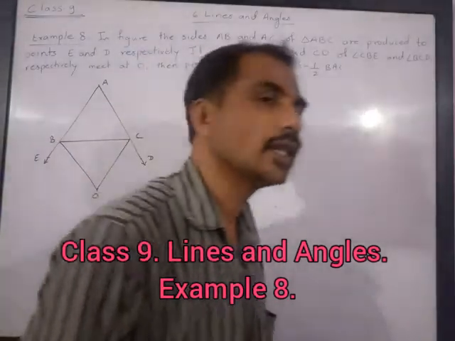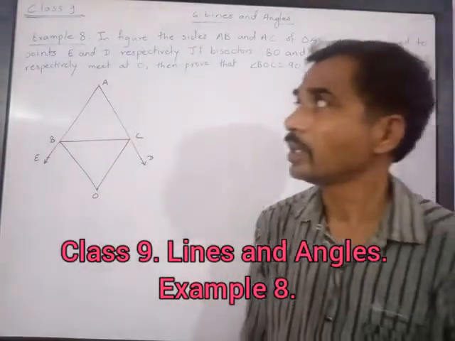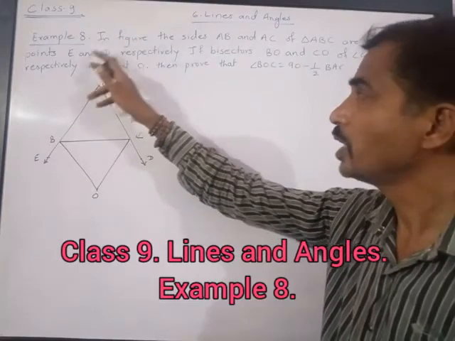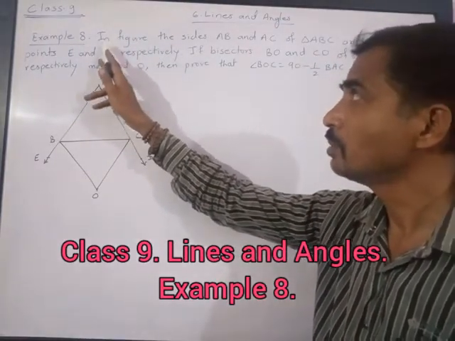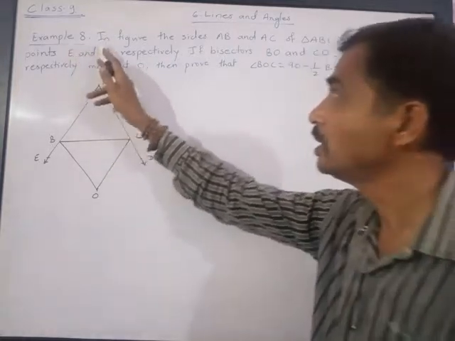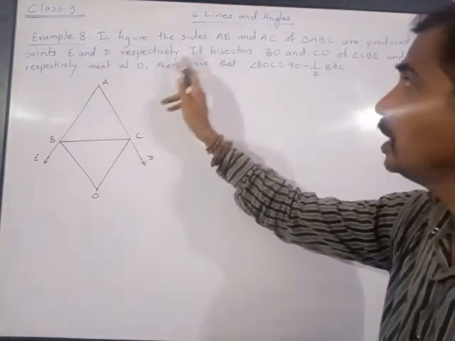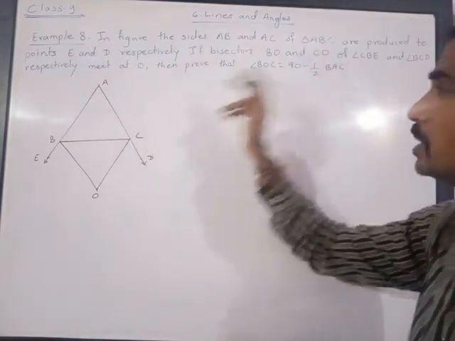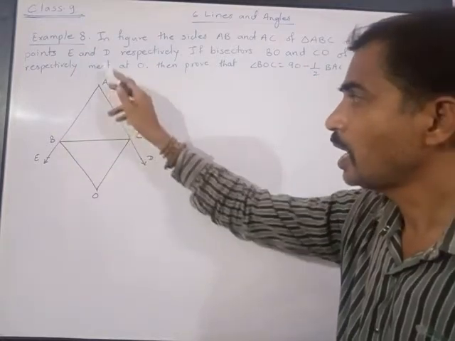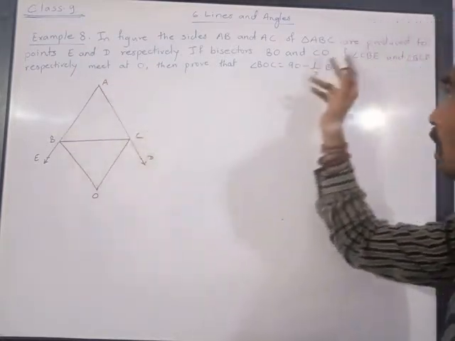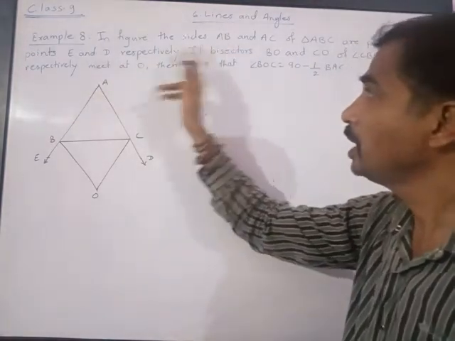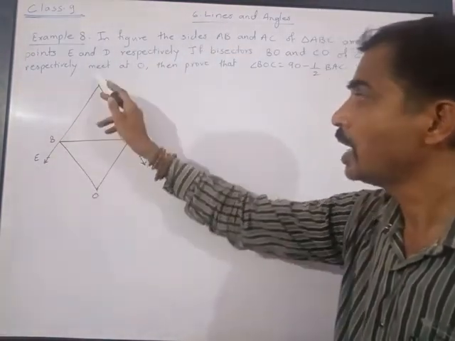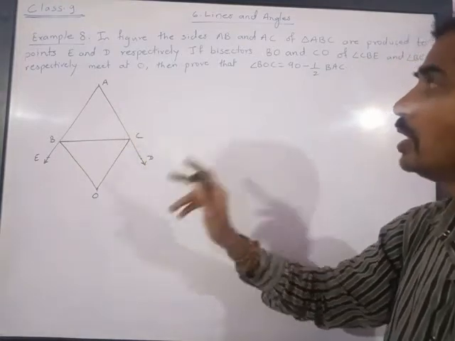Dear friends, in class 9 we have one solved example in the book, from chapter number 6. Example number 8 is: in the figure, the sides AB and AC of triangle ABC are produced to points E and D. AB is produced till point E and AC is produced till point D.